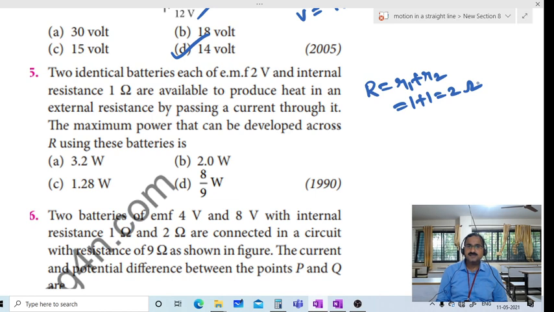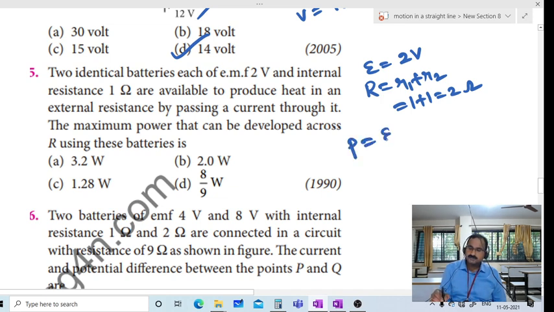Indirectly, the external resistance is equal to 2 ohm, and each of the 2 identical batteries has EMF 2 volt. Then what about the power? The formula you already know is E square divided by 4R, from the maximum power transfer theorem. Two identical cells means our total EMF becomes 2 plus 2, net EMF 4 volt only.